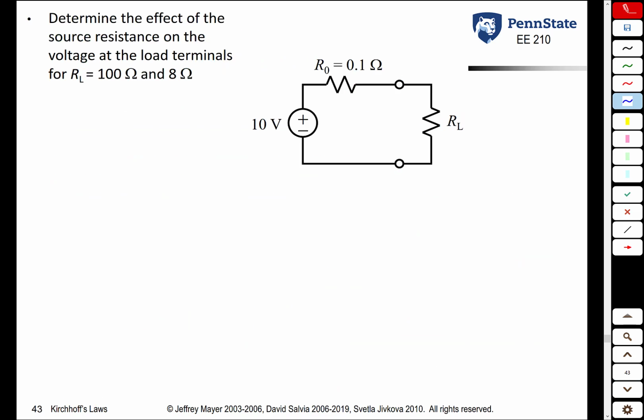Let's do a simple example. So let's say we have a practical voltage source. It has a nominal value of 10 volts, so we call it a 10 volt source, but it has an internal resistance of about 0.1 ohm. And we want to determine the effect of the source resistance on the terminal voltages when we connect up two different loads. So what we're going to see is the voltage across the load VL is equal to what?